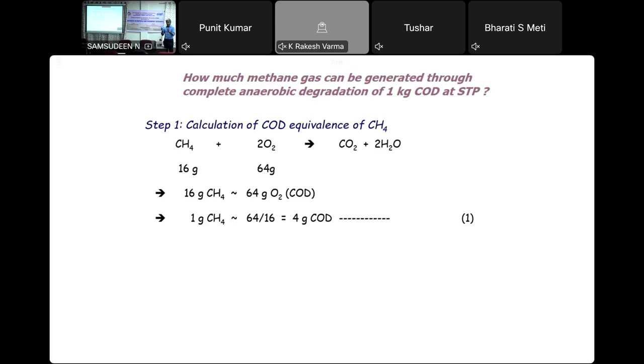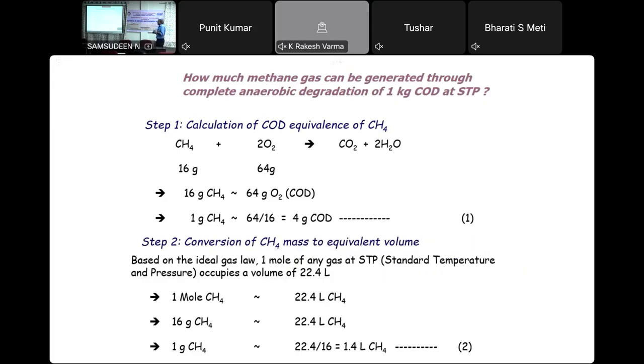That makes sense. So we're going molar to molar. When you have 1 gram of methane, that'll be 64 divided by 16. That will give you 4 gram of COD. That makes sense? Okay. So step 2, you're going to convert methane mass equivalent to volume.